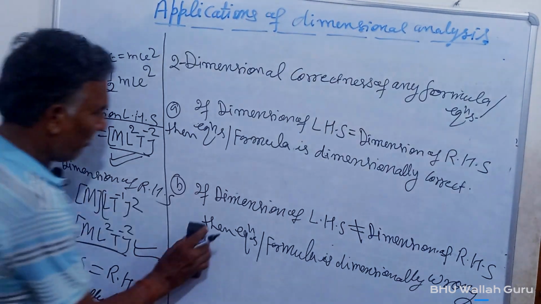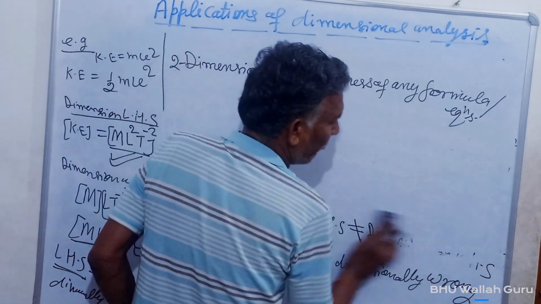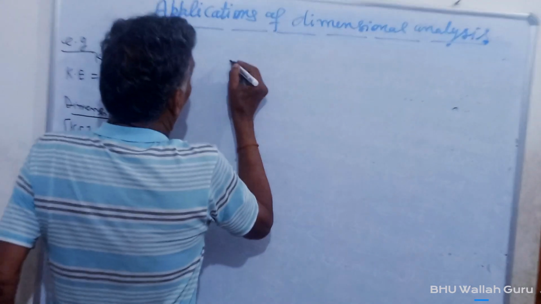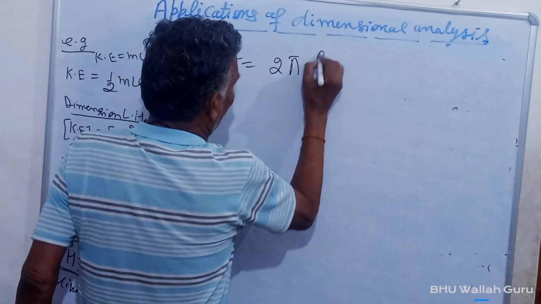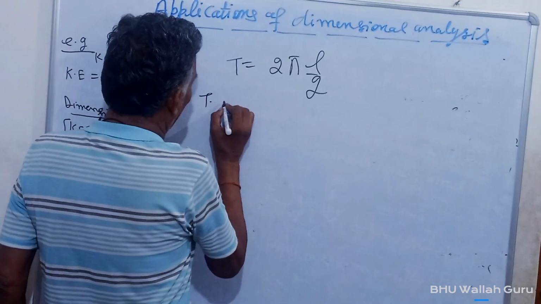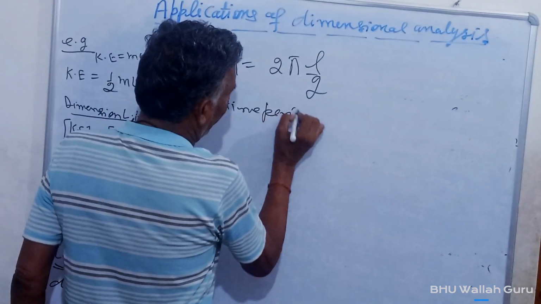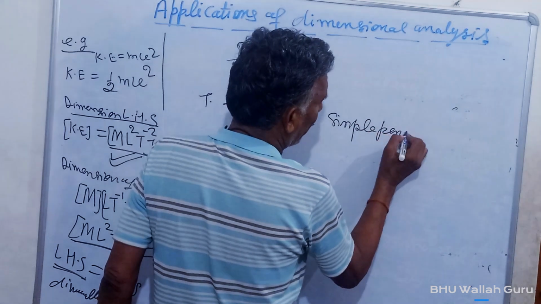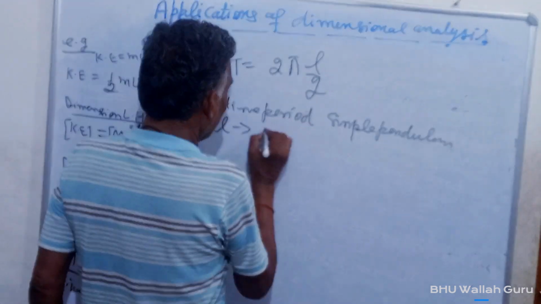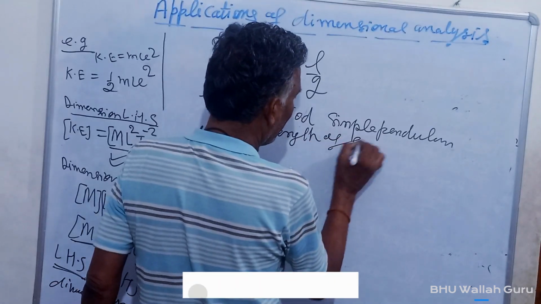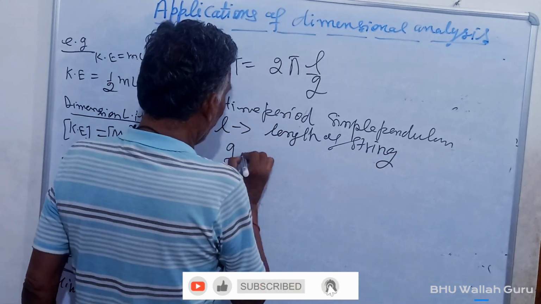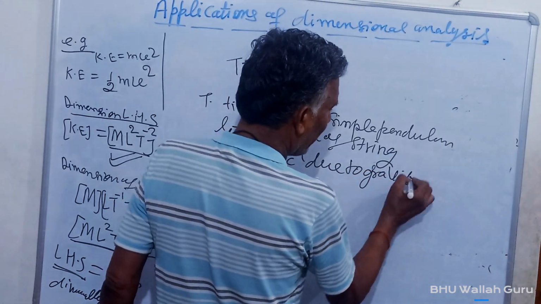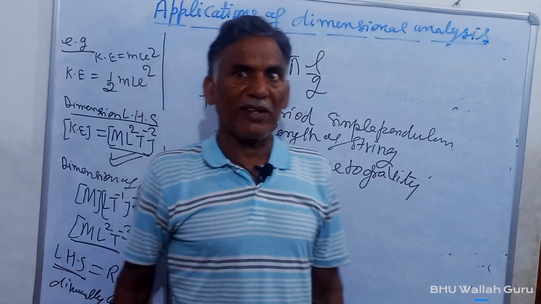Take another example, for checking consistency. T is equal to 2 pi root L by G. T is the time period of a simple pendulum, L is the length of the string, and G is the acceleration due to gravity. Check whether this formula is dimensionally correct or not.